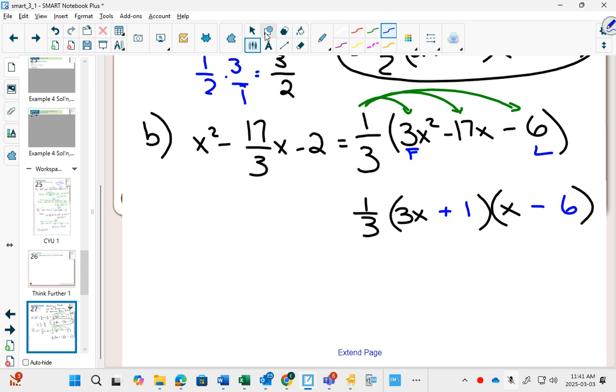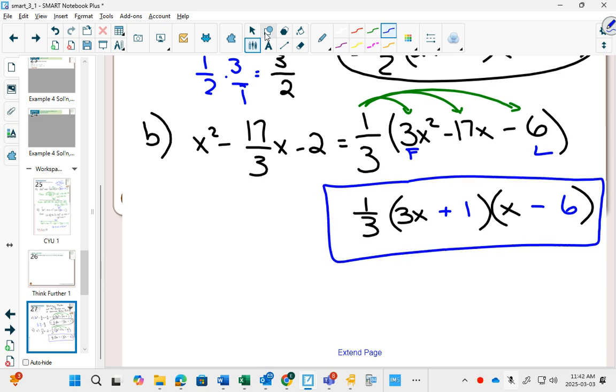Double check, does your last one still work? -6? It does. Sometimes you find one you think works, but when you check the last one, it actually doesn't. So then you have to go back and try other ones. And this is factored completely. Okay, you can circle 9, 10, 11, and 18.